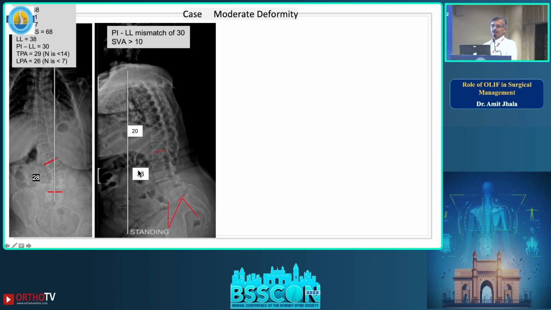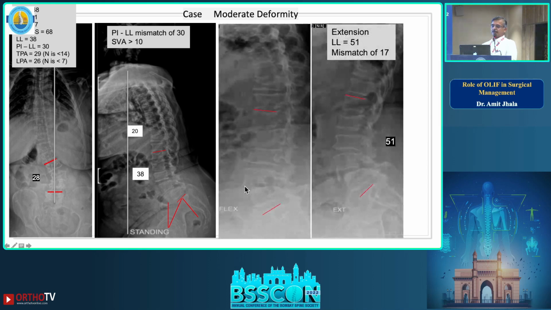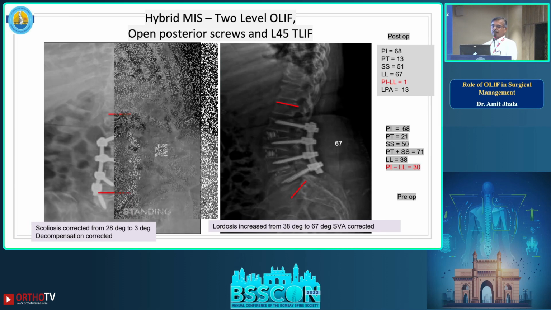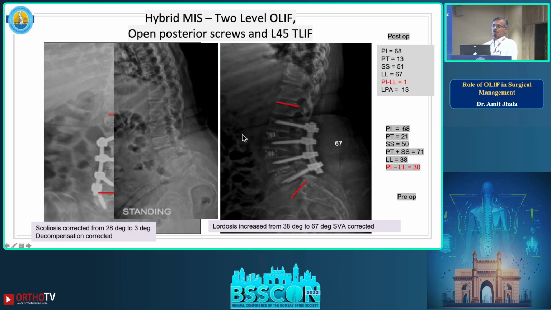Then a deformity more severe than this: a 28 degree scoliosis, PI-LL mismatch of 30, and a gross SVA malalignment. Again, it was a mismatch of 17 if you do a full extension lateral view. This was done as a hybrid, but you can see that with hybrid also it got completely corrected, and the PI-LL mismatch was only 1. So that's how it helps in correction.